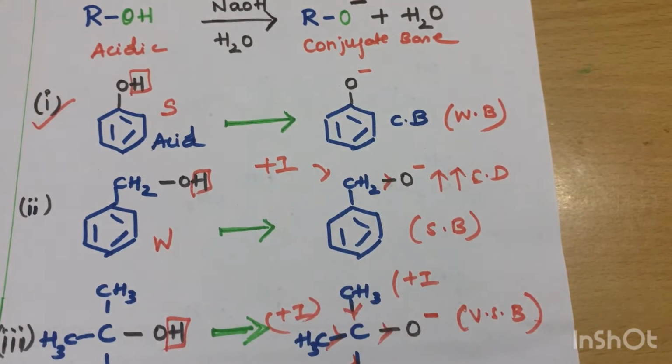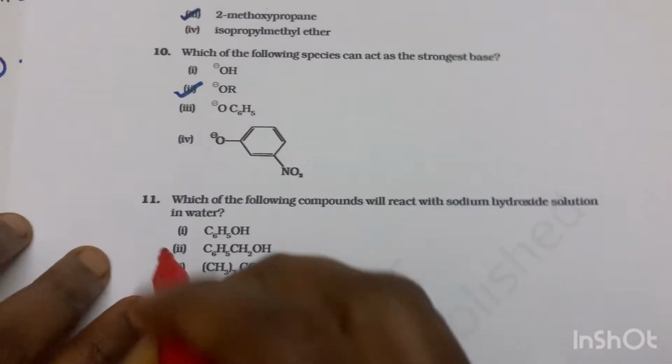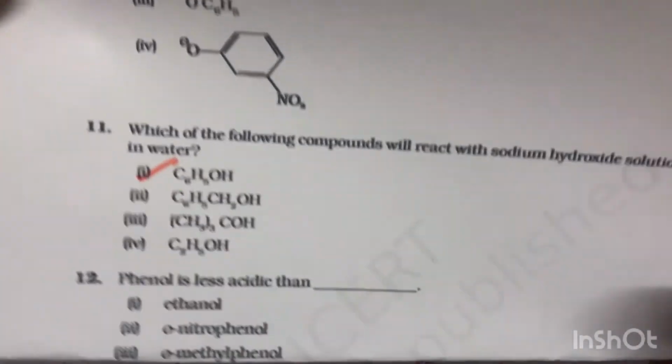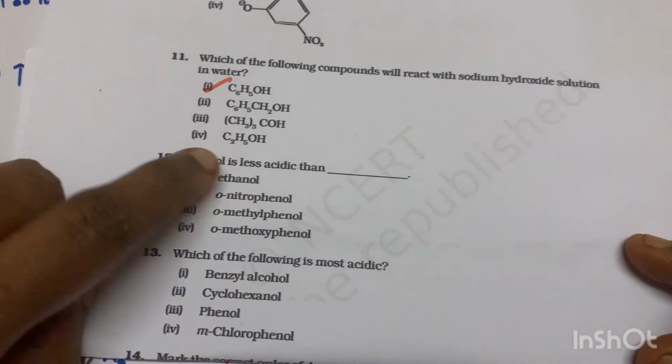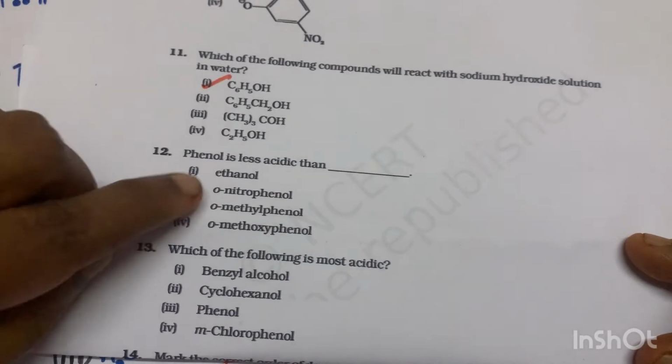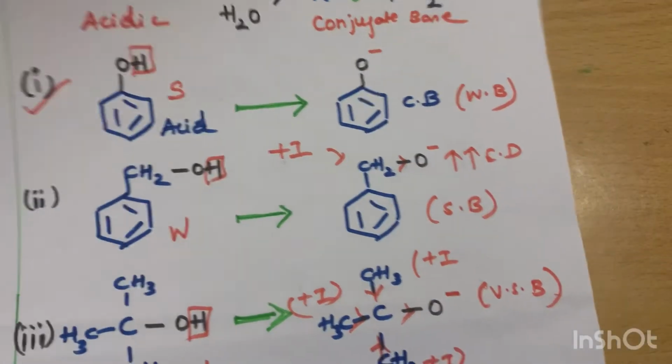Okay, this is the way you have to solve these kind of questions, students. So the answer is phenol. For you, similar kind of questions have been given, so let's practice. Phenol is less acidic than ethanol, orthonitrophenol, orthomethylphenol, orthomethoxyphenol. So let's apply the same concept here also.